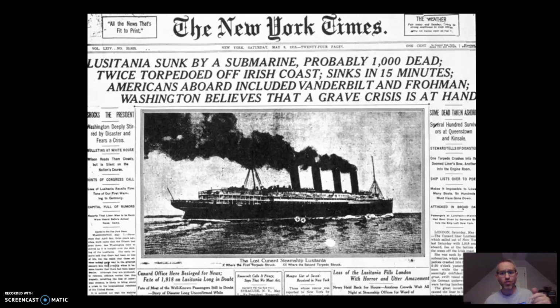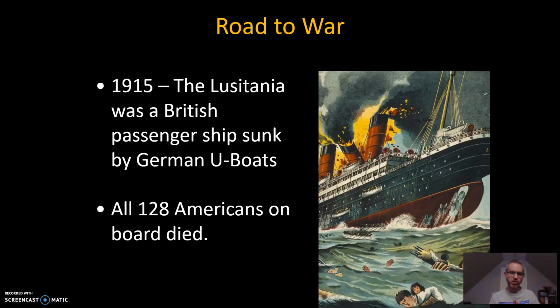And Germany says, look, we are pretty sure that the Lusitania is carrying weapons that are bound for the United Kingdom and for the folks who are fighting against us, and we can't have that, especially from a supposed neutral country. America denies it. No, that's not it. You actually killed lots of Americans. And there are a number of Americans who are killed. 128 that are on board die. And so Americans are really upset.